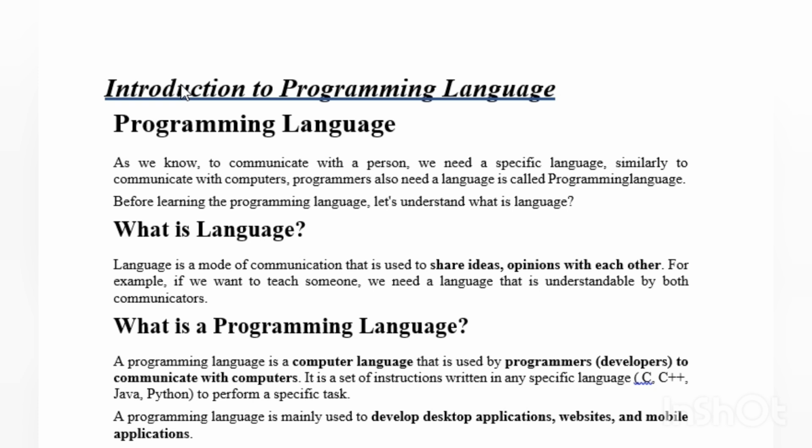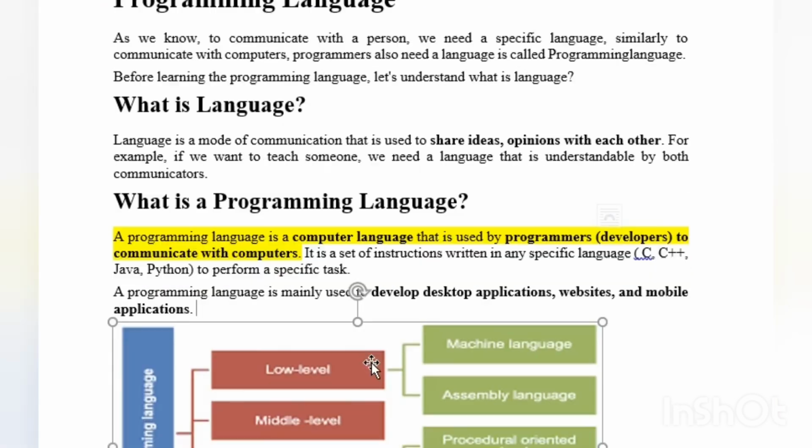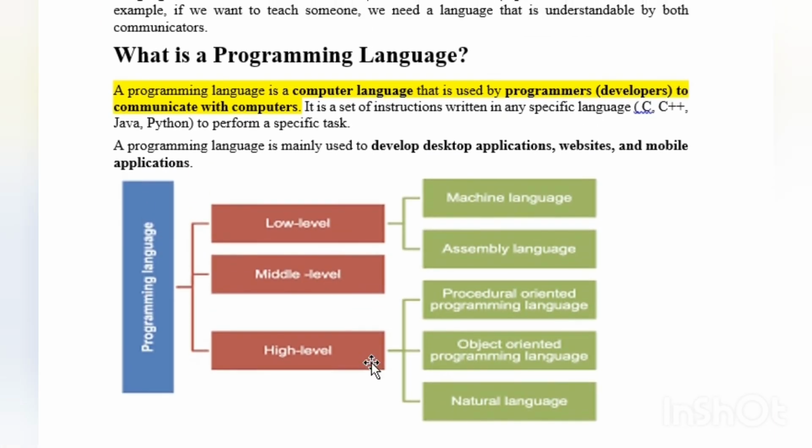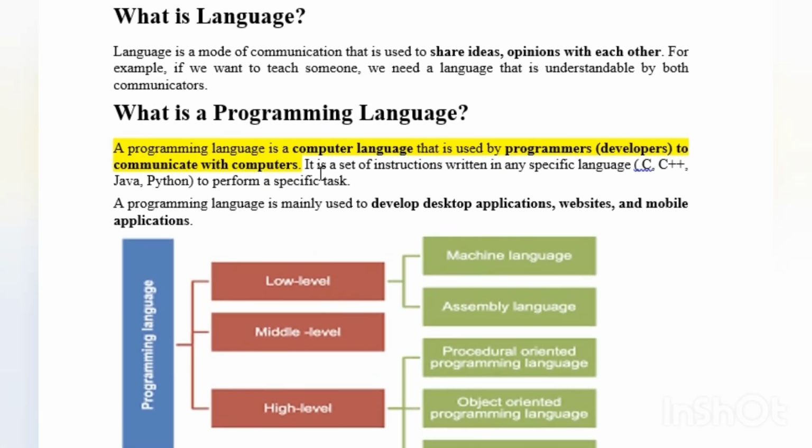So when we talk, जब आपस में दो जने बात करते हैं, they need a common language to talk, to share their ideas. In the same way, to tell the computer to perform a specific task, we need a programming language. So, a programming language is a computer language that is used by programmers or developers to communicate with computer system. Okay, programming language हमारी क्या होती है? It is a computer language that is used by programmers and developers to communicate with computers.